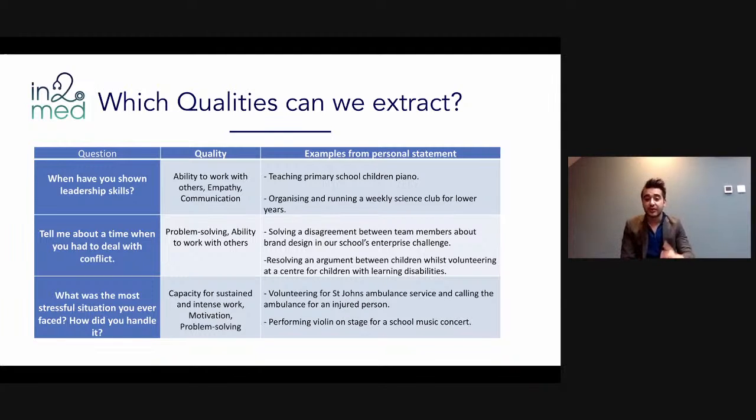For example, you were volunteering as part of the ambulance service and you found an injured person. That would be really stressful. But if you can demonstrate you worked with the other paramedics, you tried to stay calm, you called the 999 operator, and you managed to keep the patient calm, that shows that you handled it very well and that you problem solved and were dedicated. Similarly, your most stressful situation might have been performing violin for a school concert. You might have had stage fright. However, you can then elaborate to say you overcame your fears. You might have practiced for months beforehand to make sure that you wouldn't freeze on the day. And that is how you show you handled it.